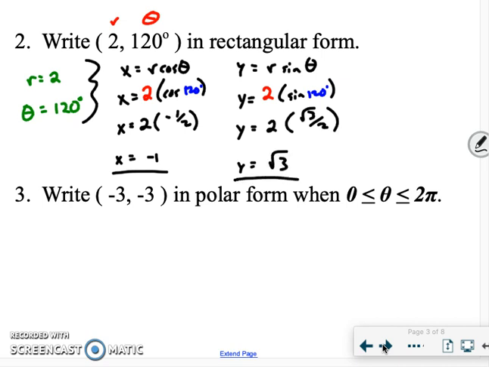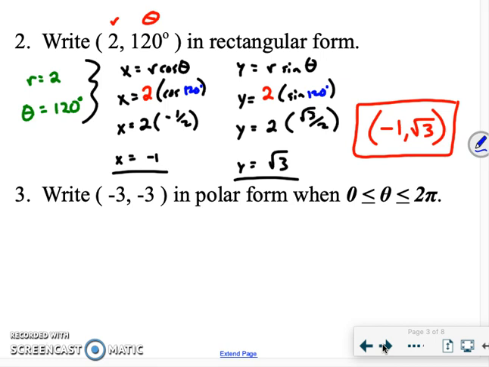So once we know x and y, I can now put this together in my coordinate point, regular or rectangular form of x, y: -1, comma, √3, and we're done. Second problem on this slide, number 3.